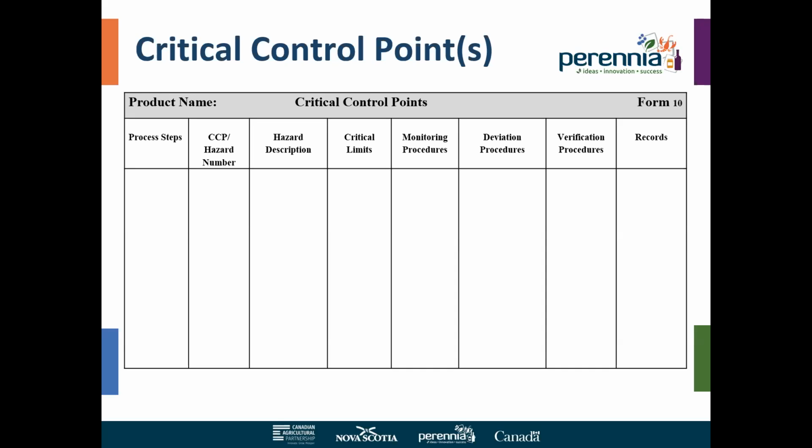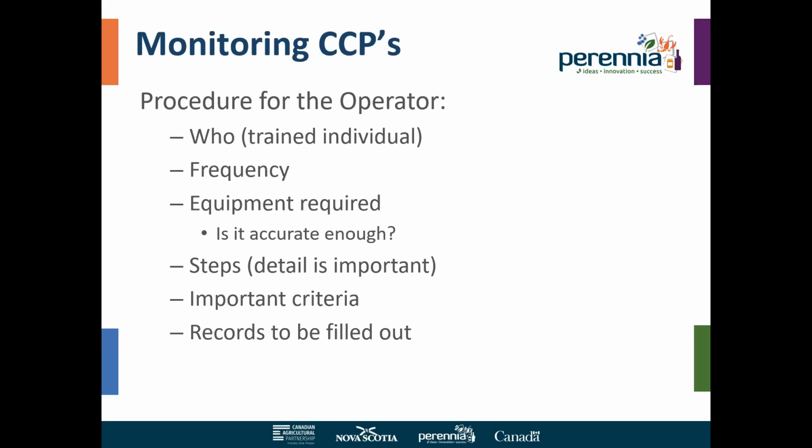Then you're going to come up with monitoring procedures, and for your monitoring procedures you're going to include the following. Who's going to monitor that critical limit? How often do they have to do that monitoring? What steps do they follow, how do they do it? Is there a calibrated device that they have to use? Are they using the test wands, since we're talking about that metal detection example? What's the important criteria, and what records do they need to fill out? So let's say they're doing metal detection, they fill out a metal detector record.